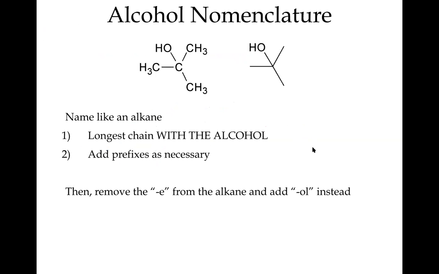Now I'm just going to wrap up with a few more slides. Those were the alkanes, but let's say we had an alcohol, right? We still look at the longest chain, but instead of having that E at the end of alkane, we had -ol. These are both the same structures. One is condensed and one is skeletal.